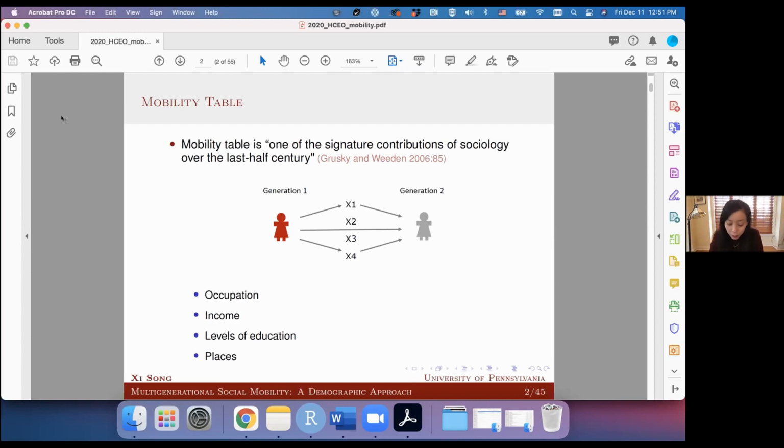And for most of the studies, they just focus on the overall correlations between parents and offspring. But in recent years, because of the development of causal inference, people also started to think about what are the mechanisms that help us understand how one generation influences the next generation.